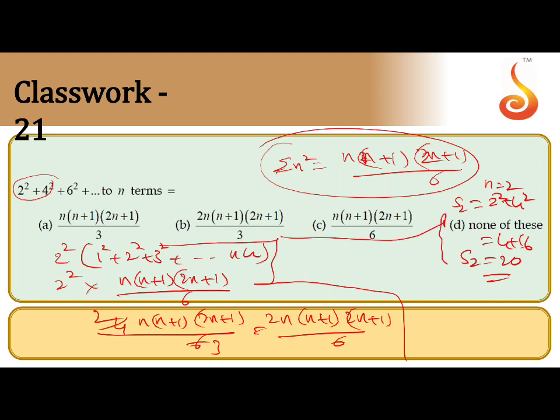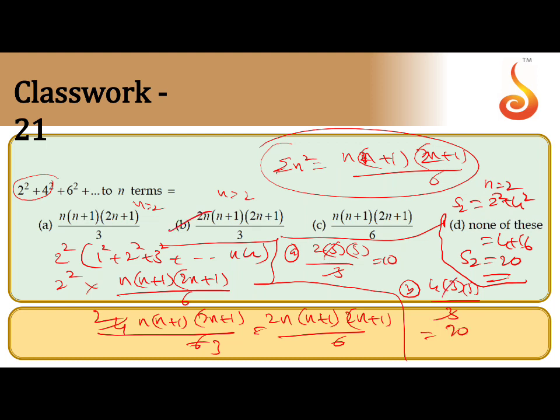I hope you understand here. Take n equal to 2, meaning the sum of two terms, 2 square plus 4 square, that is 4 plus 16, that is 20. We want S2 equal to 20. Which option gives 20? Go for the first option. Substitute n equal to 2: 2 into 3 into 5 by 3, the 3s cancel, we get 10. So go for option B: 2n is 2 into 2, 4 into 3 into 5 by 3, the 3s cancel, 4 into 5, 20. The answer is this one only.